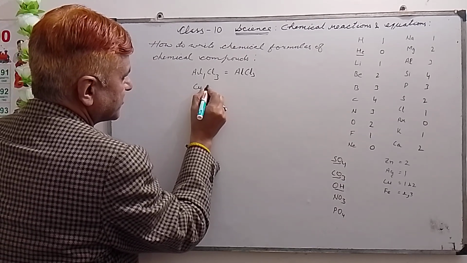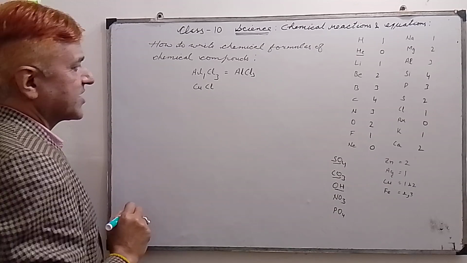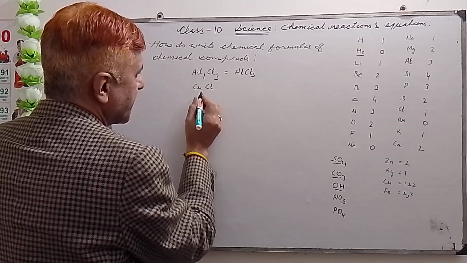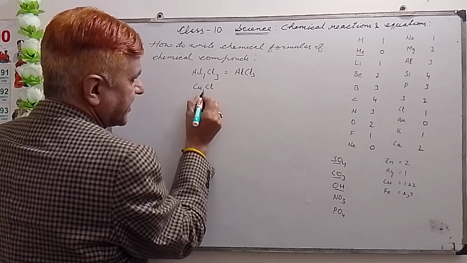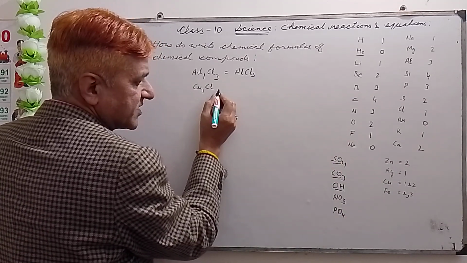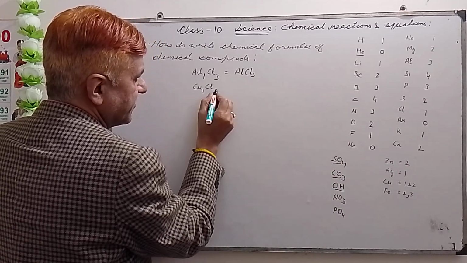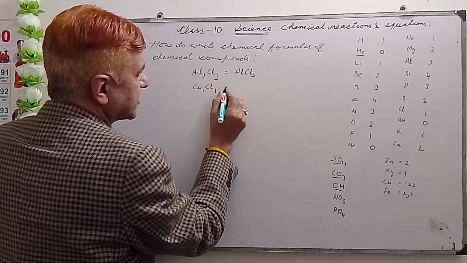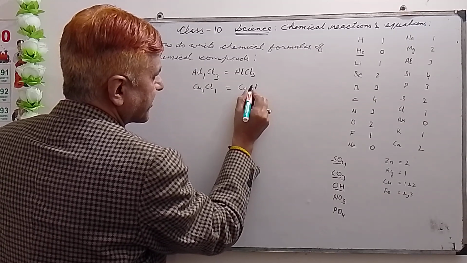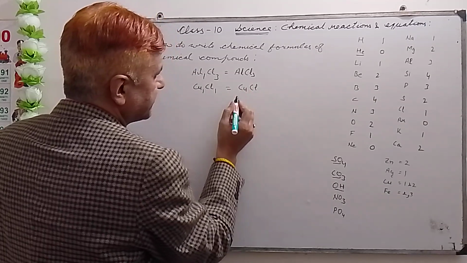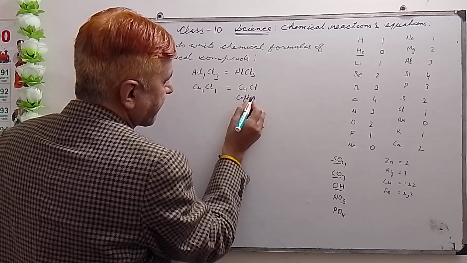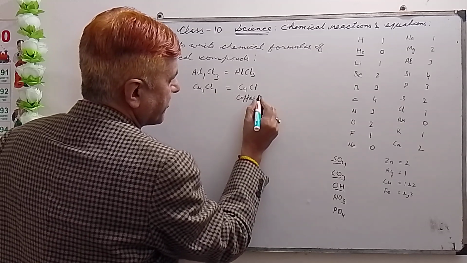Then we have copper chloride. Now what is the valency of copper? Chlorine 1, copper 2. Copper also has valency 1 as well as 2. So I am taking valency 1. And its formula is, how will you write? Copper, we have taken valency 1, copper 1, chloride.